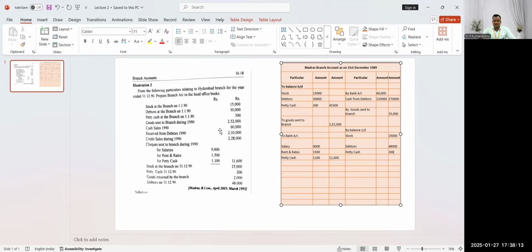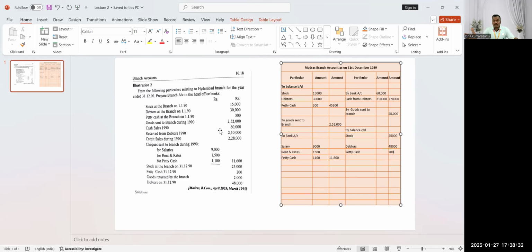Cash sales and cash received from debtors. These two items have been taken and recorded in the credit side. Credit sales during the year 2,28,000. We do not need to take the credit sales because, already, when will you take a credit sale?